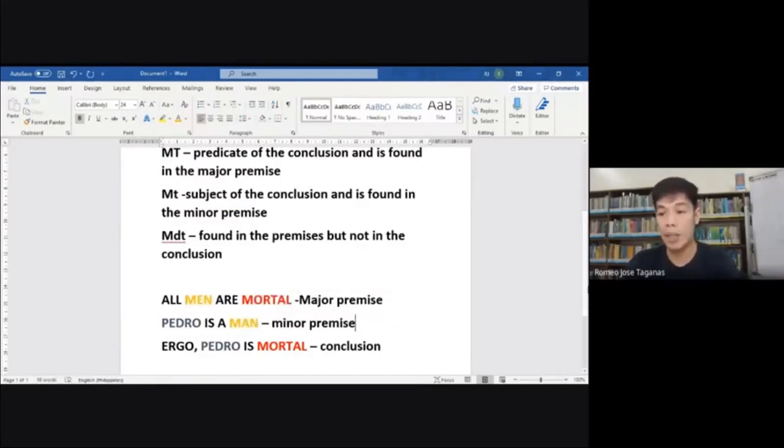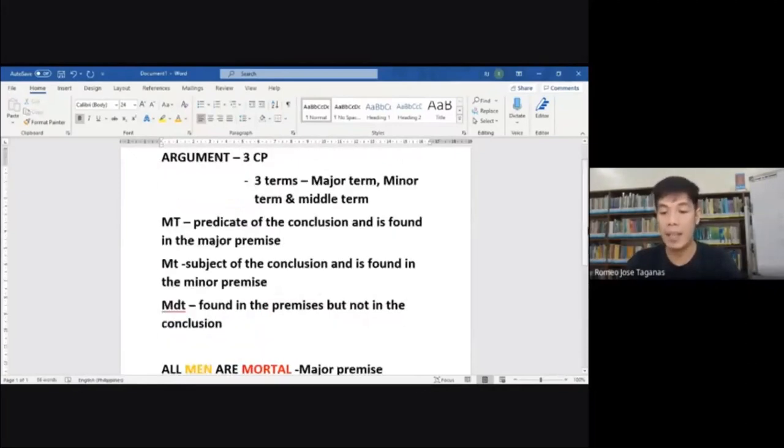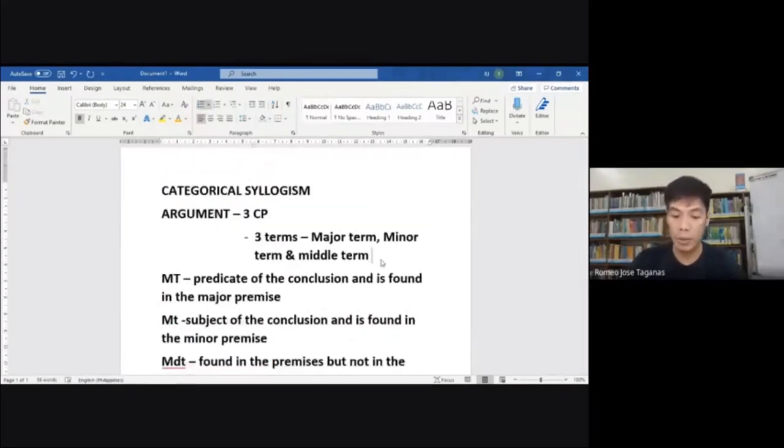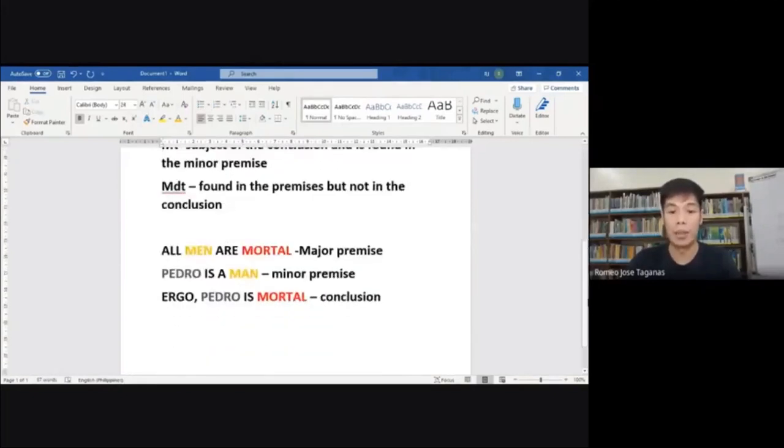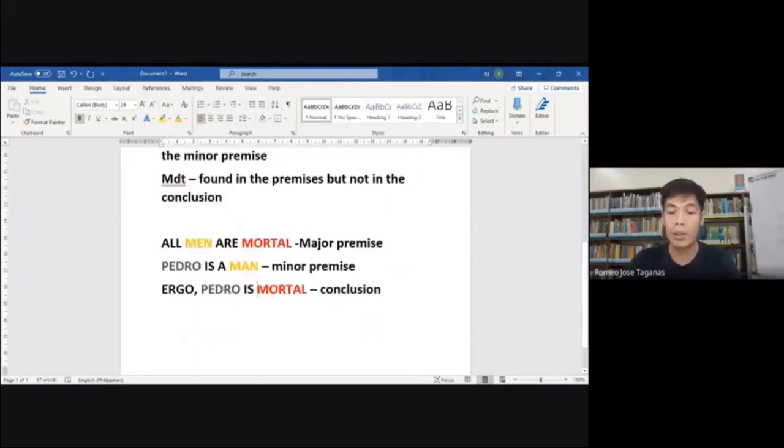Ngayon, yan na ba ang ibig sabihin ng categorical syllogism? Hindi. Kasi dapat itong mga terms na to twice makikita sa syllogism. Very important yan. Twice dapat makikita ang mga terms na yan. Maliwanag? Kaya kung ating i-review yung categorical syllogism, mortal dito, nandito rin siya. Dalawang beses siya nag-appear sa syllogism. Yung Pedro, being the minor term, dalawang beses din siya nakita. Okay? Yung men, dalawang beses din siya nakita. Kaya ito ang ibig sabihin ng isang categorical syllogism.